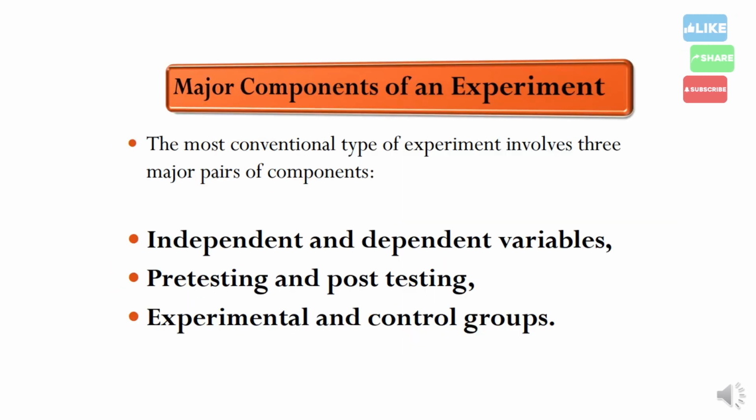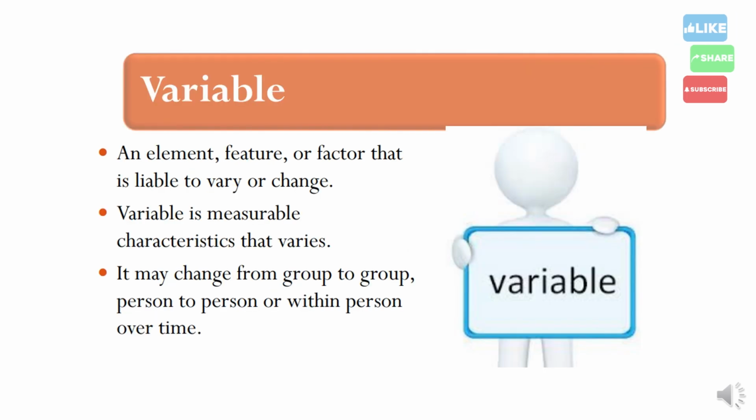There are major components of an experiment. The most conventional type of experiment involves three major pairs of components. The first is independent and dependent variables. The second is pre-testing and post-testing. And the third is experimental and control groups.